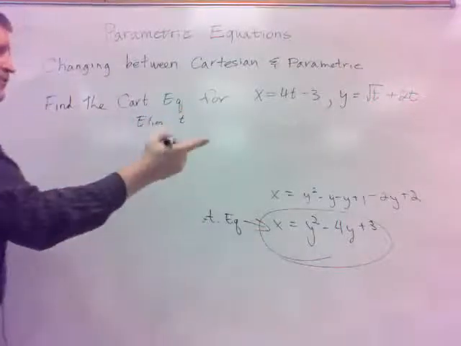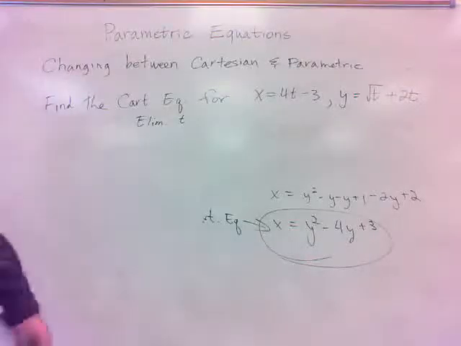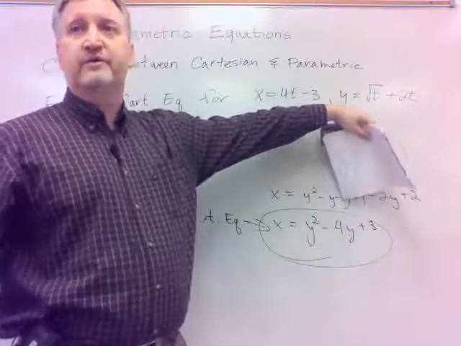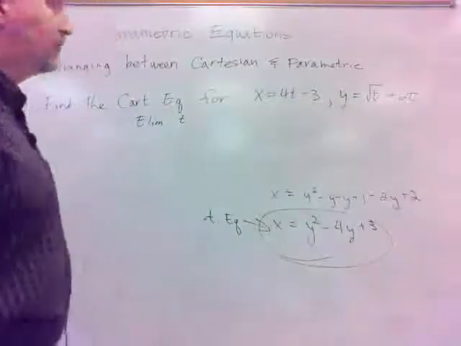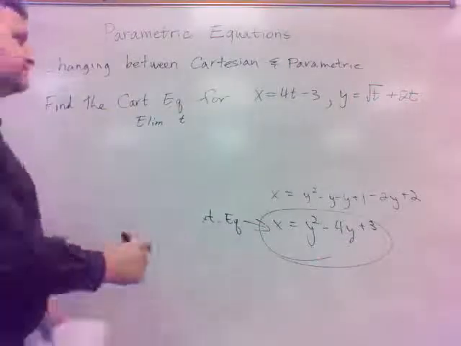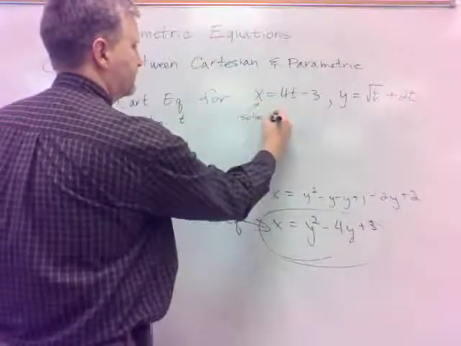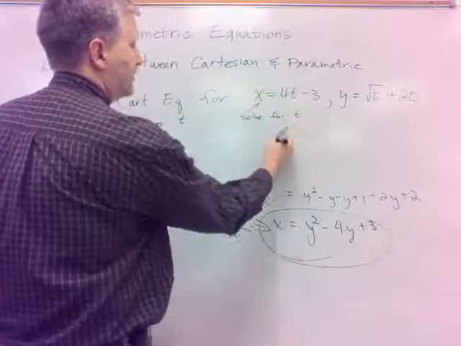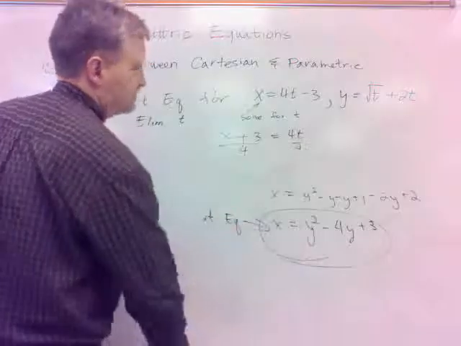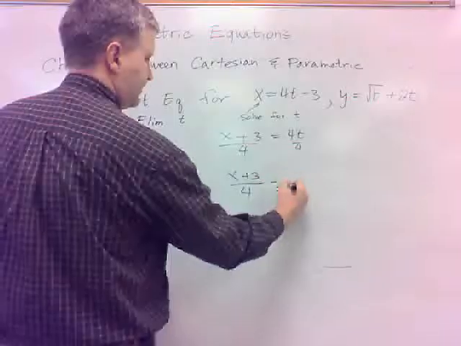Well, in this case, won't it be easier to solve the x one for t? It'd be a little harder to solve this one for t, wouldn't it? It doesn't matter which one you do. Both ways will be perfectly fine, but sometimes one is easier than the other. They may both be difficult, but anyway, I'm going to solve the x for t. Well, it'll be x plus 3 equals 4t, divided by 4. So x plus 3 divided by 4 equals t.